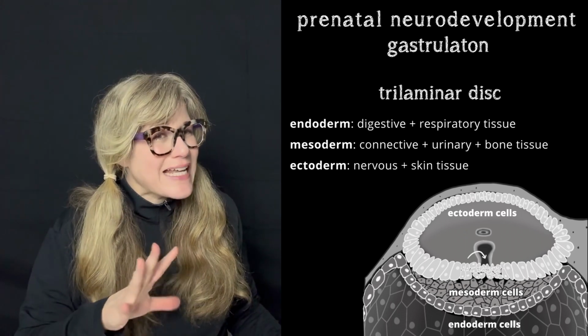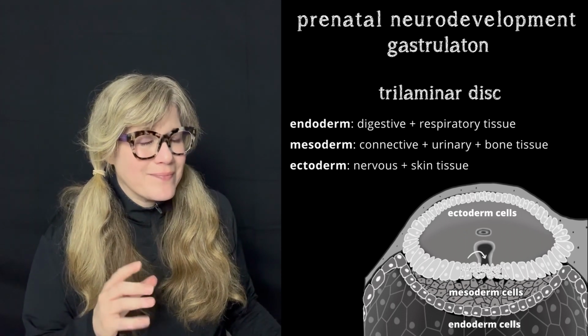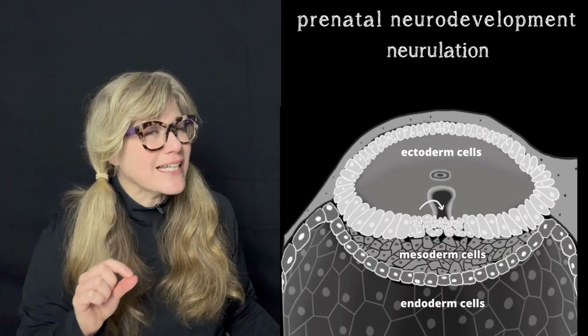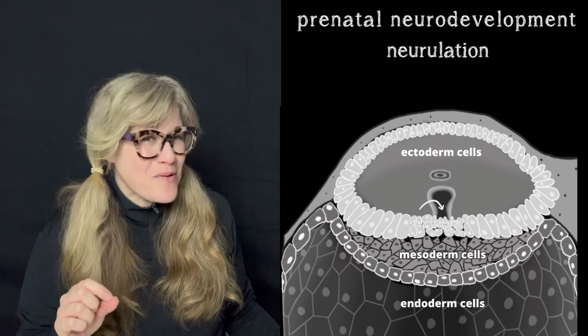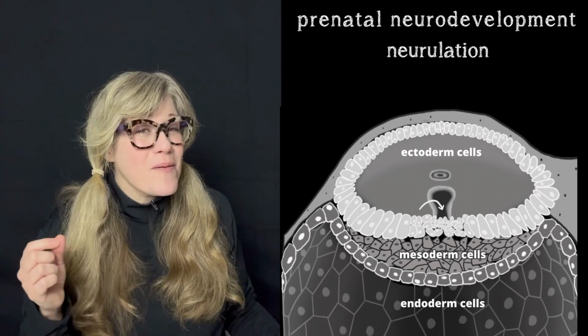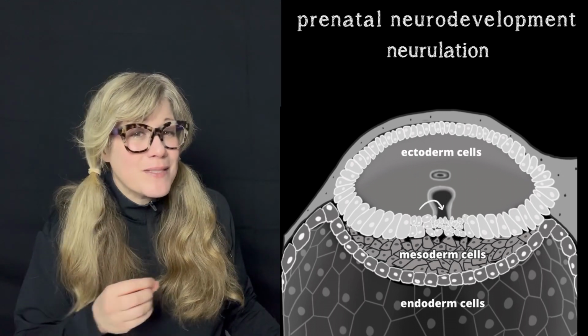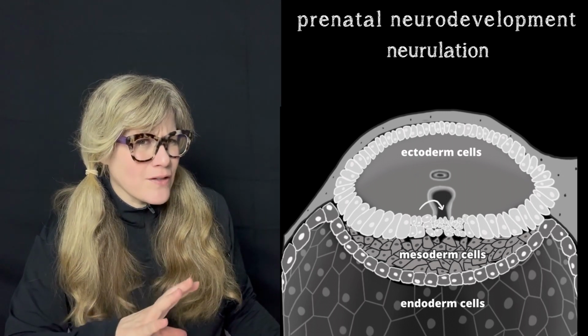So we're roughly at about week 3 of development, and this next major developmental event is called neurulation, and it is a pivotal moment for this series. We are about to embark on the development of the nervous system. From this point on, I'm going to mostly focus on the nervous system.